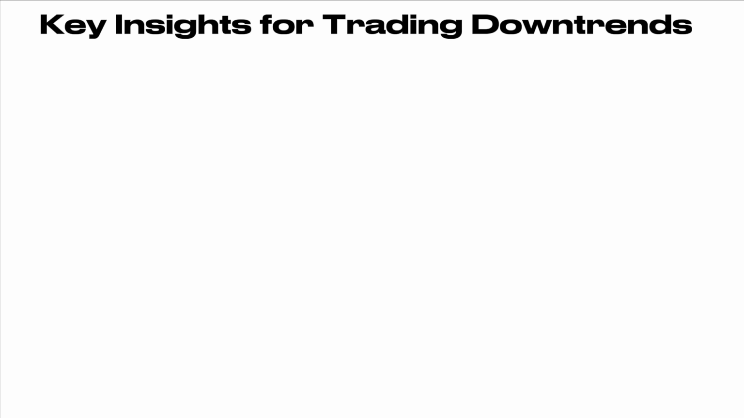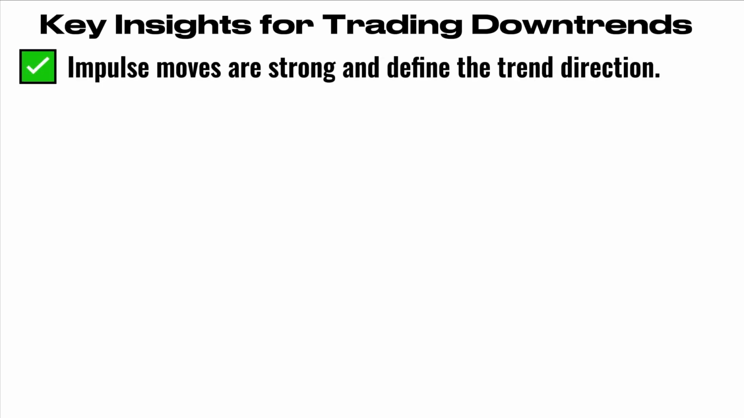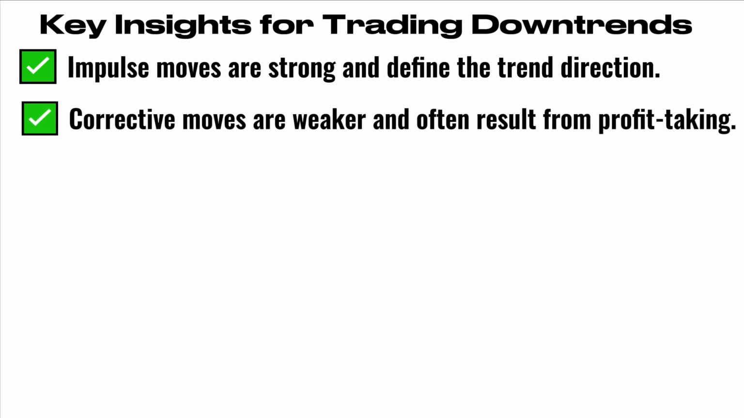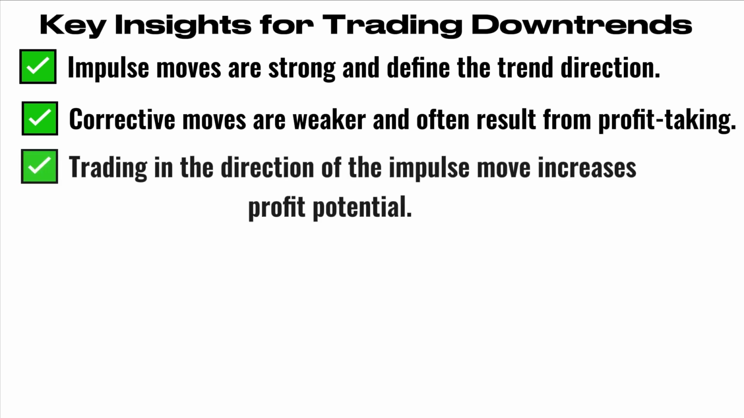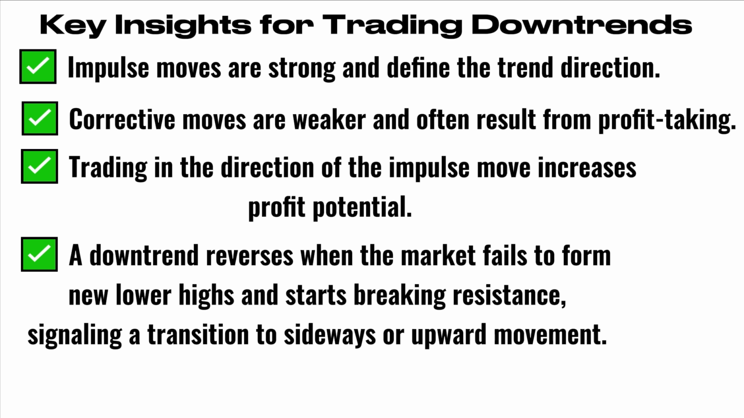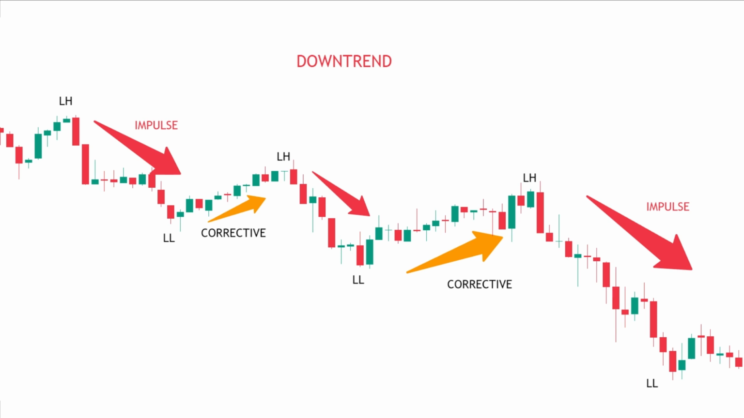Key insights for trading downtrends. Impulse moves are strong and define the trend direction. Corrective moves are weaker and often result from profit taking. Trading in the direction of the impulse move increases profit potential. A downtrend reverses when the market fails to form new lower highs and starts breaking resistance, signaling a transition to sideways or upward movement. By mastering these concepts, traders can confidently identify, enter, and manage trades in a downtrend without relying on indicators.